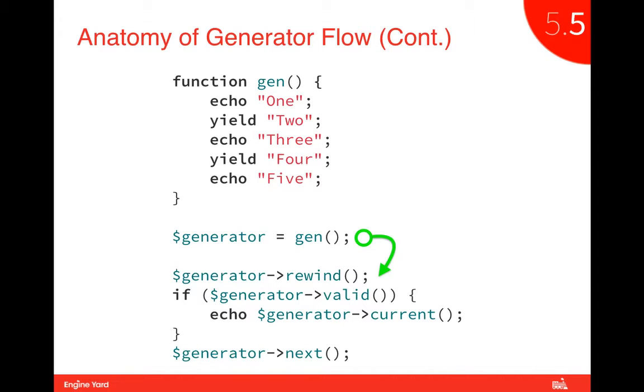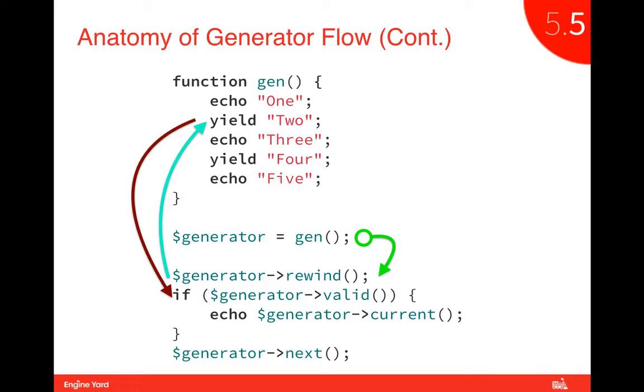So rewind this call. When that happens, that's when it jumps into the generator. And it will run through until the beginning of the yield. So anything before the first yield is run at that point. So it will echo 1 at that point. Control is then passed back out of the function into the next bit of code.